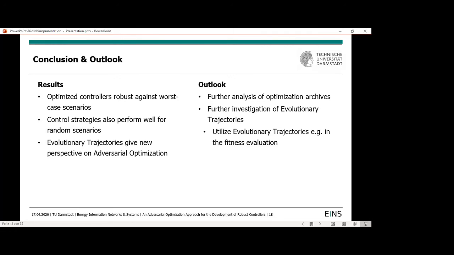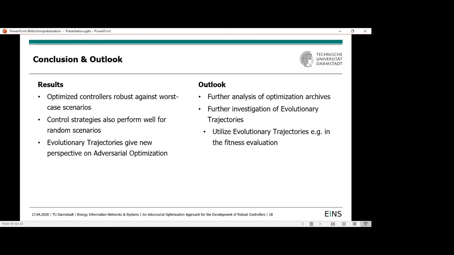A further analysis or investigation of the evolutionary trajectories is also suggested, which is to utilize the ET for evolutionary trajectories, for example, in the fitness evaluation or otherwise in the optimization progress, so that during the optimization problem, we can move better towards a global optimal area.